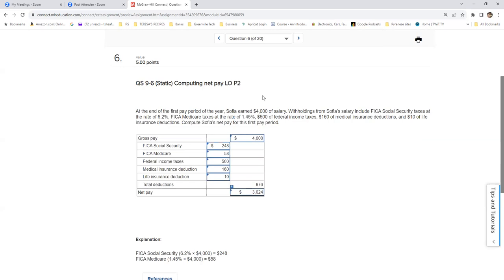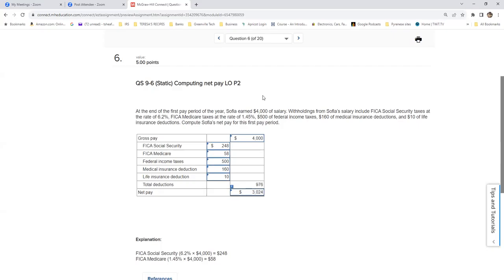The first part is what the employee has deducted out of their paycheck. So we're looking here at a gross pay of $4,000. Then we have to calculate the FICA Social Security and the FICA Medicare. You can see that those rates are given to you in the problem. So to figure the FICA Social Security, you take 6.2% times 4,000. FICA Medicare is 1.45% times the 4,000. And then the rest are all given.